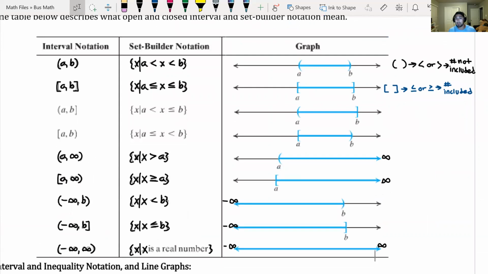Okay, I think the main thing you should take from this is what parentheses and brackets mean. Parentheses mean not included, brackets mean included, and also the inequality that follows with it. All right, don't worry, we'll get some practice down below.